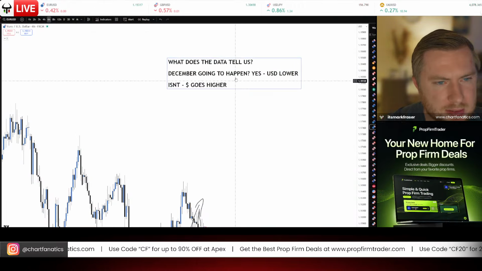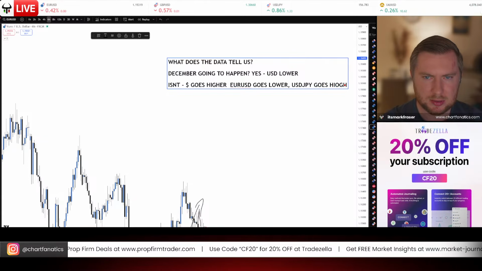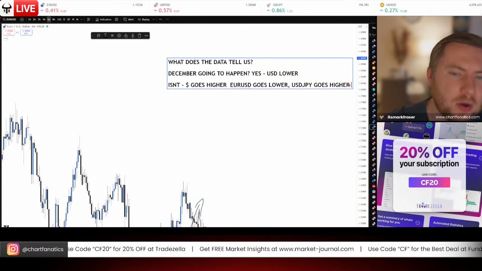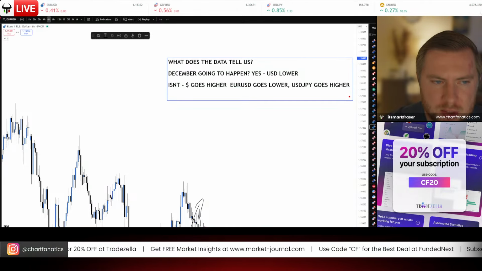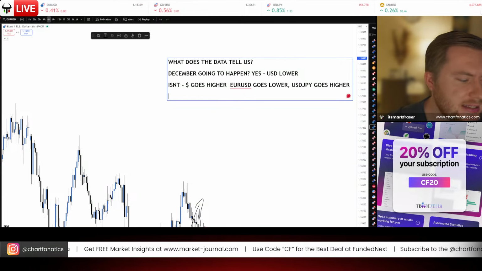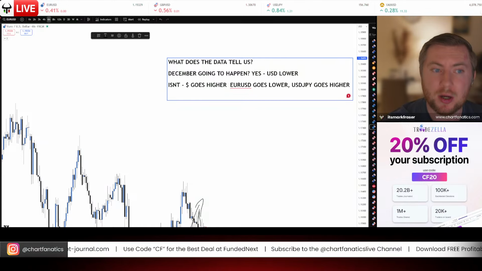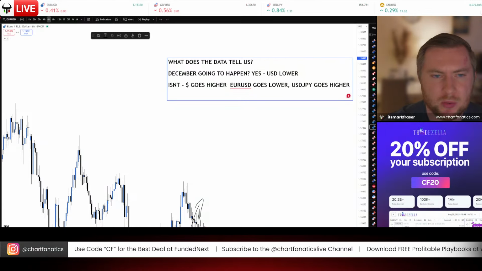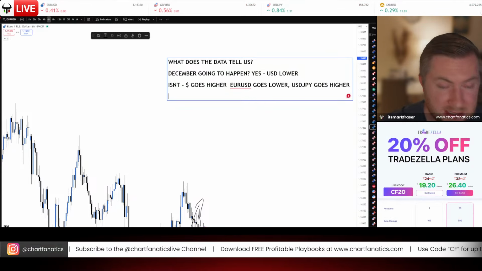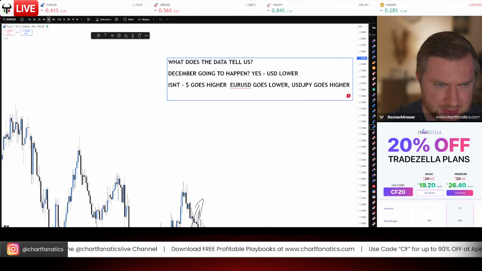USD/JPY goes higher. And it has predictable value because it tells us what's going to happen in the future, right? We know in the future, based on the data, December may not happen. Therefore, the dollar will continue to strengthen until the data tells us that it may happen. If it doesn't, and each week we see more and more data come out that suggests no cut, then we still hold the long on the dollar. We still hold the short on EUR/USD. We still hold the long on USD/JPY, although that's a bit of a choppy one because of the MOF who may intervene. But that's what we're doing. So therefore, there's our value.